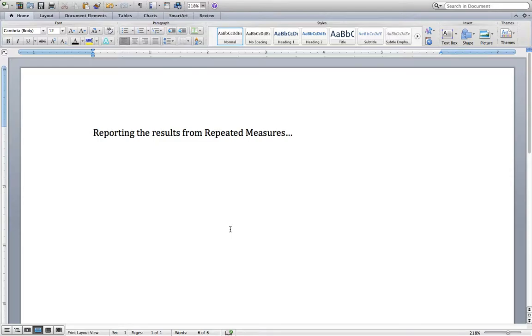This is going to be short. We should be in and out probably 3 to 5 minutes, probably 5 minutes. I don't know. Reporting the results from repeated measures.